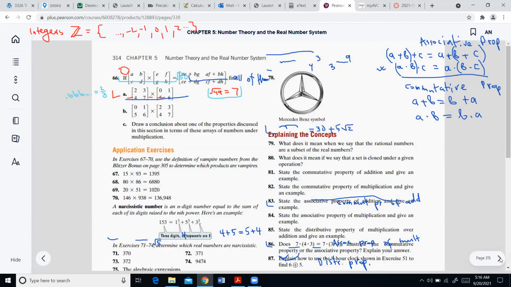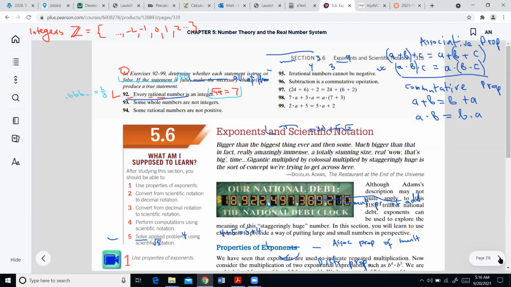So section 5.6, that is another very popular topic that talks about scientific notation.